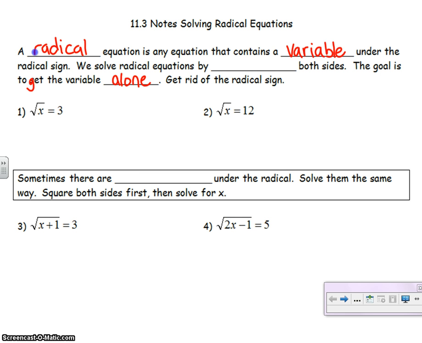And we're going to solve radical equations by squaring both sides, and we're going to get rid of the radical sign.